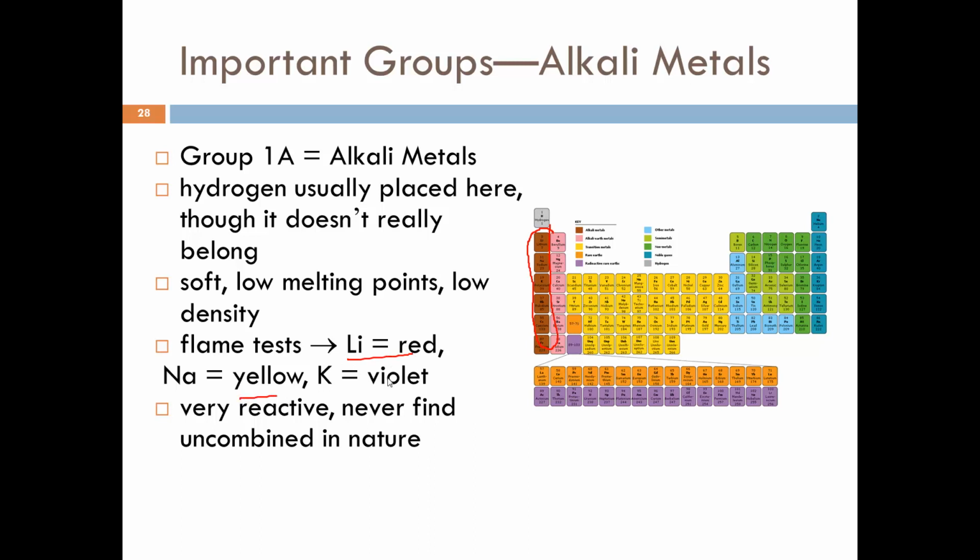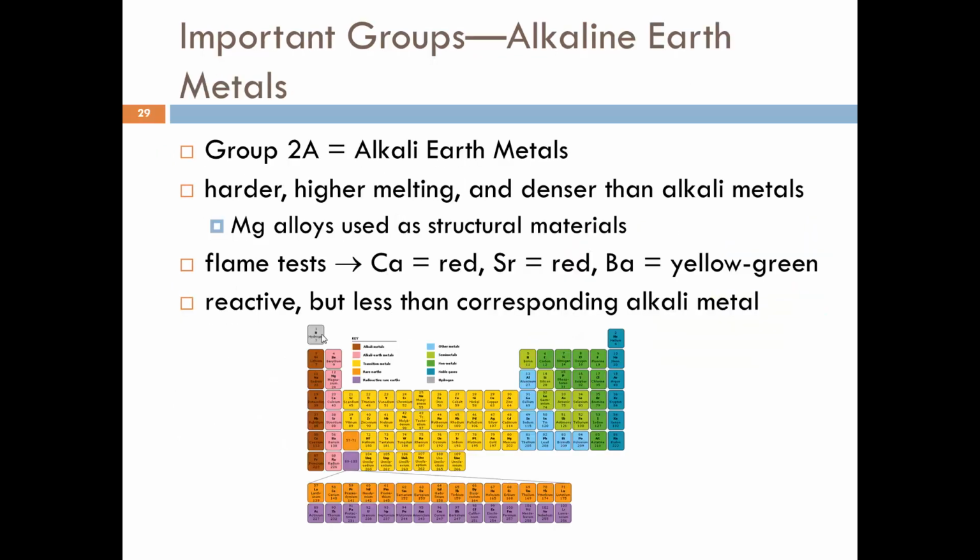The alkaline earth metals, supposed to be an E here, are harder, they have higher melting points, and are denser than alkali metals. Magnesium alloys are often used as structural materials. When put under a flame, calcium turns red, strontium turns red as well, and barium turns yellow and green. They're reactive but less so than the alkali metals.